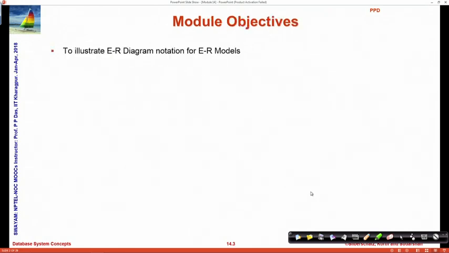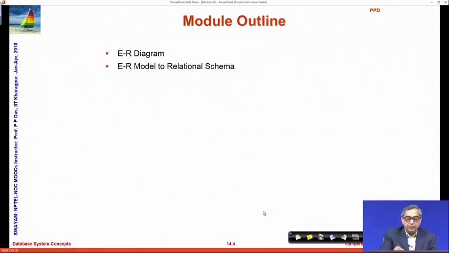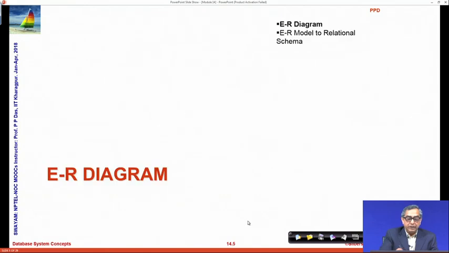In the present one, we will first illustrate the entity relationship diagram notation, that graphical notation for the ER model, how nicely this can be shown in terms of certain diagrams, and then we will explore how ER models can be translated to relational schemas, which is a basic step of the logical design. So, these are the topics. So, we start with the ER diagram.